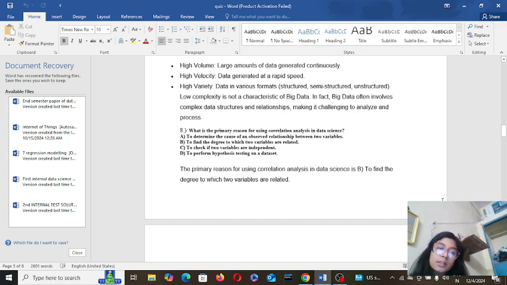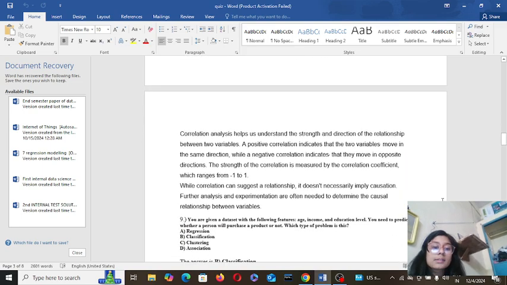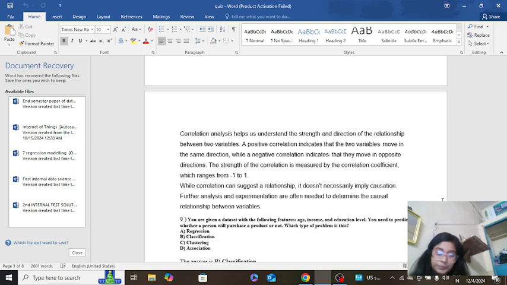Our eighth question is, which is the primary reason for using correlation analysis in data science? So the option is B, to find the degree to which two variables are related. Correlation analysis helps us understand the strength and direction of a relationship between two variables. Positive correlation indicates that the two variables move in the same direction, while negative correlation indicates that they move in opposite directions. The strength of the correlation is measured by the correlation coefficient, which ranges from -1 to 1.